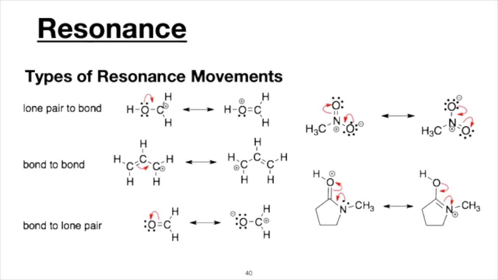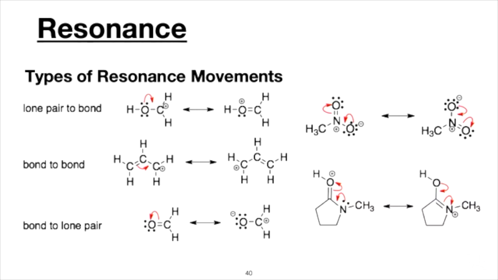And using these three, you can do all kinds of things. Here, this is a nitromethane molecule, and you can see the nitro group has one double-bound oxygen and one single-bound oxygen. But using a combination of this lone pair to bond and bond to lone pair arrow movement, you can just flip it. So now you could imagine the molecule really looks like something in between.